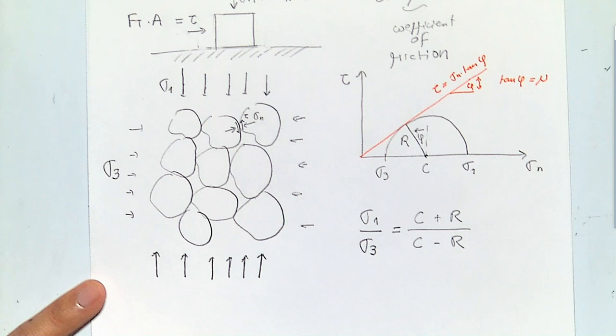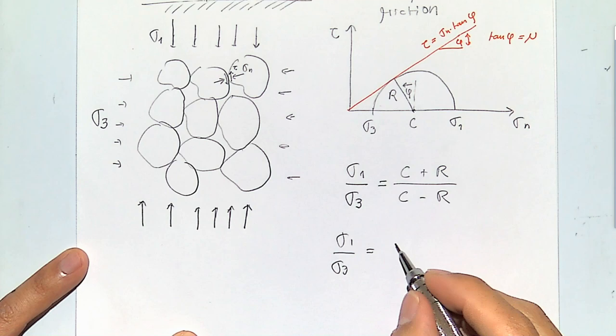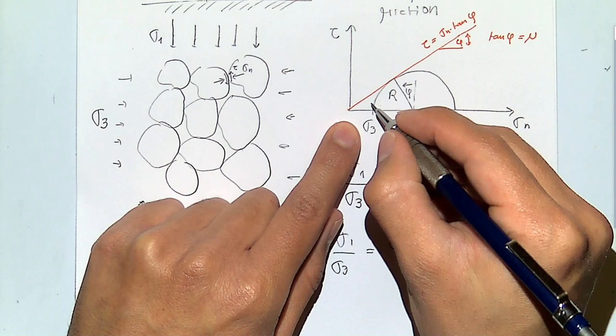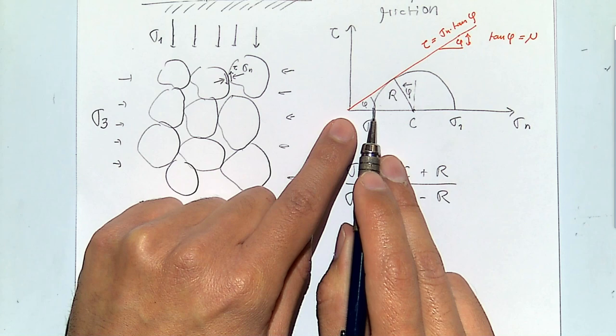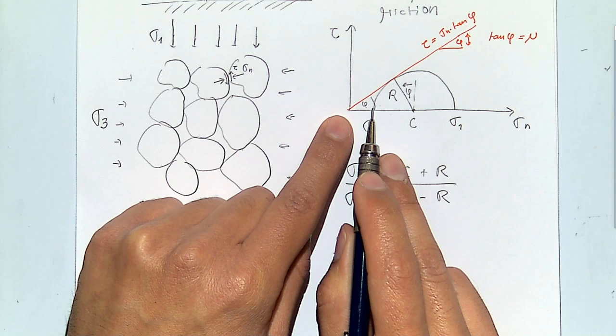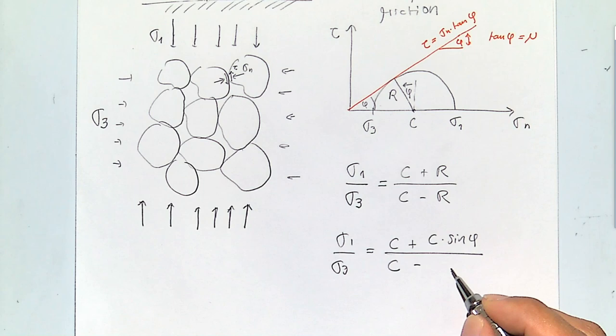where the radius, let me see, which one do I do? No, I'll do the radius. The radius is equal to the center, and this is also a friction angle, the center times the sine of the friction angle. So this is the hypotenuse, and this is the angle, so R should be the sine of the angle times C. And this is, R is C times the sine of phi.